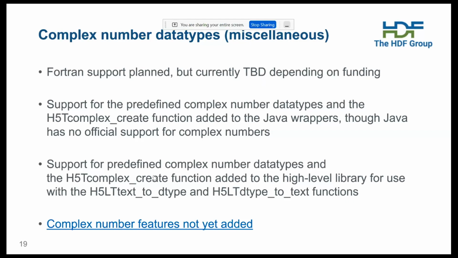And then I also, again, added the support for these complex numbers and the new API function to the high-level library for using with these text to data type and data type to text functions. And then finally, I linked here a GitHub discussion about some features around complex numbers that haven't been implemented yet, but we're looking at it. Some people have expressed interest, but this generally includes things like data type transformations, filtering the data using, say, the scale offset filter, just things around this that people want, but we didn't really have time to get to yet.